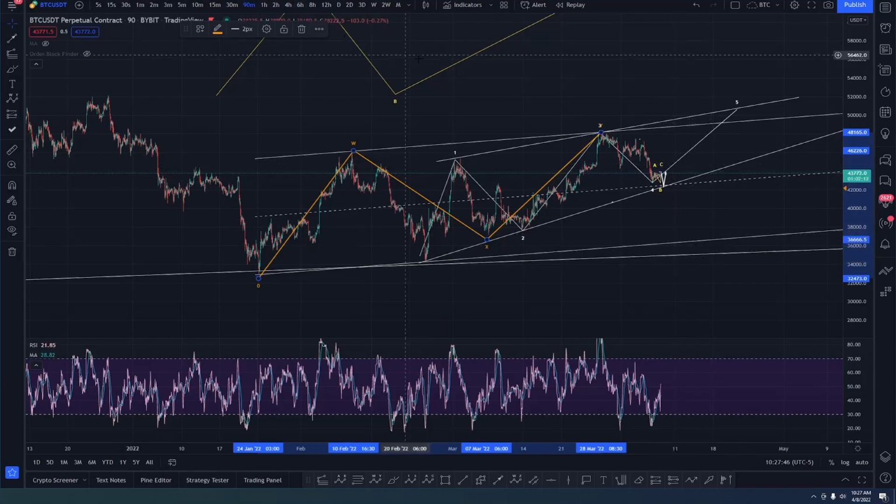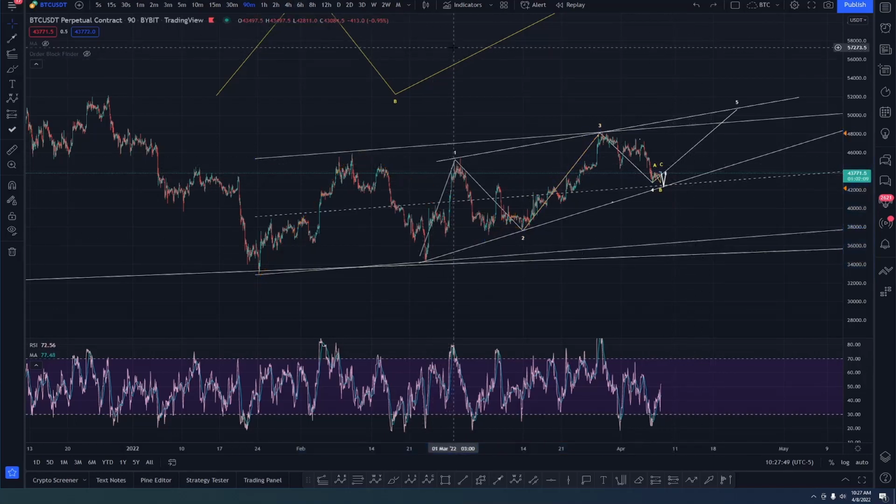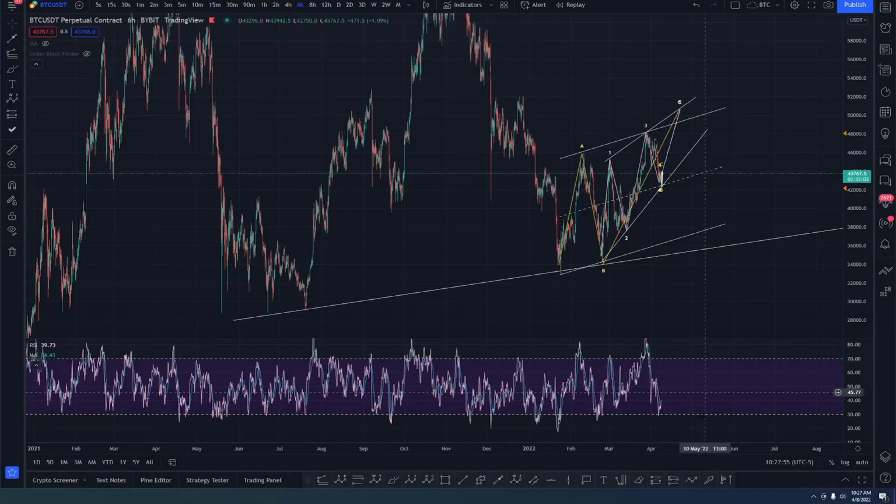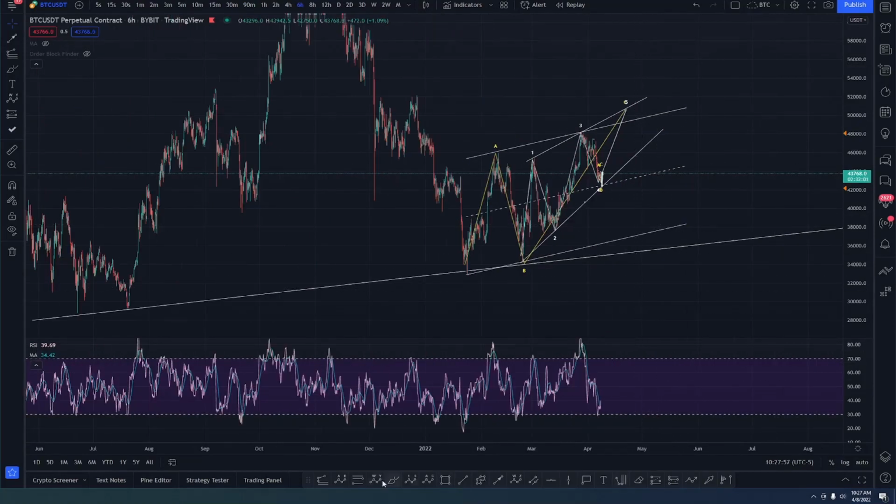coming. The problem I have with that count, and the difficulty I'm having, is the 6-hour chart. The 6-hour chart shows major, very, very strong hidden bullish divergence. So we got hidden bull right here. That's significant. We have hidden bullish divergence. So that's telling me we probably need this move to the upside.